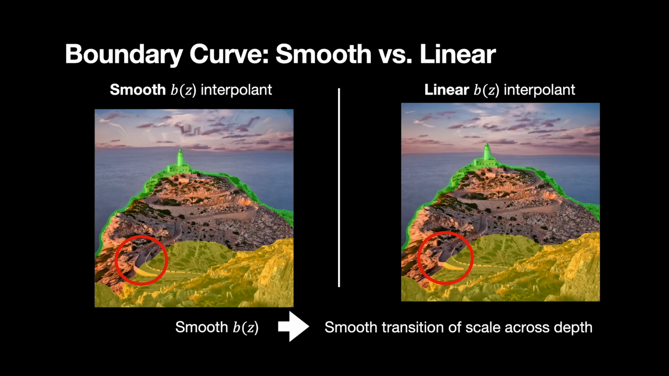In ZoomShop, users can choose between using a smooth or linear interpolant to connect edited depth regions. On the left, we use a smooth interpolant to connect the ridge and the lighthouse. Because a smooth interpolant smoothly transitions scale across depth, the road bends smoothly at the circled position. However, if we use the linear interpolant on the right, we can see that there's an artifact where the road bends suddenly.